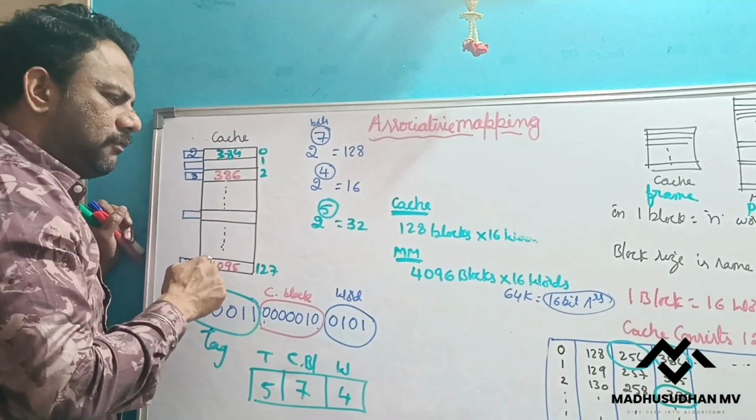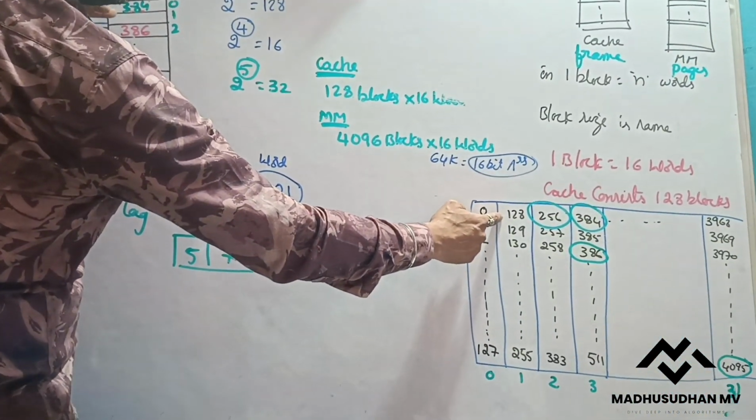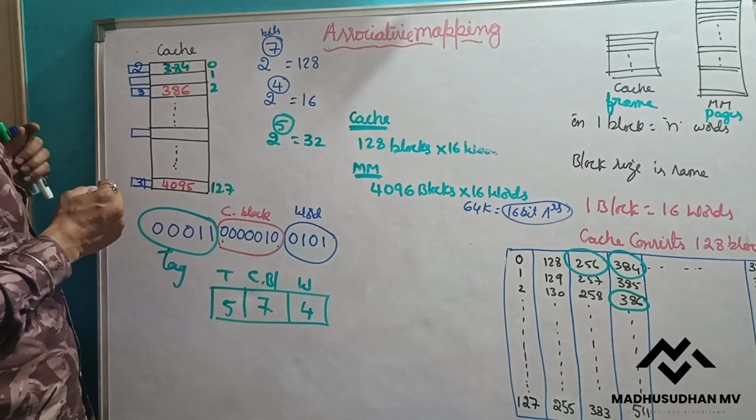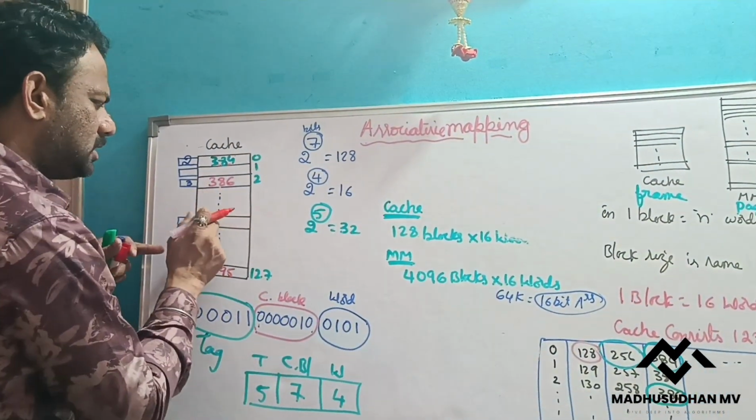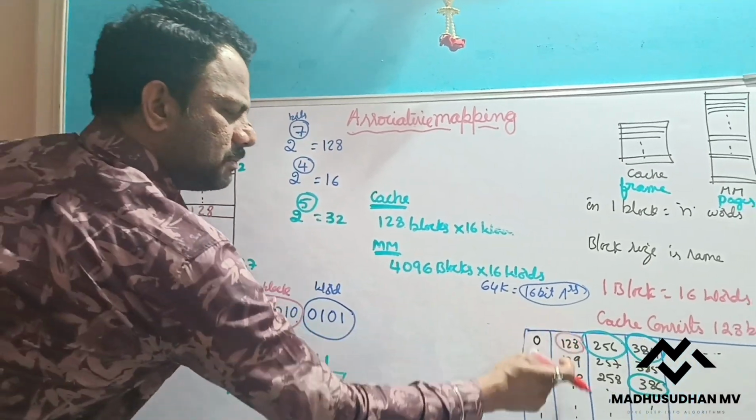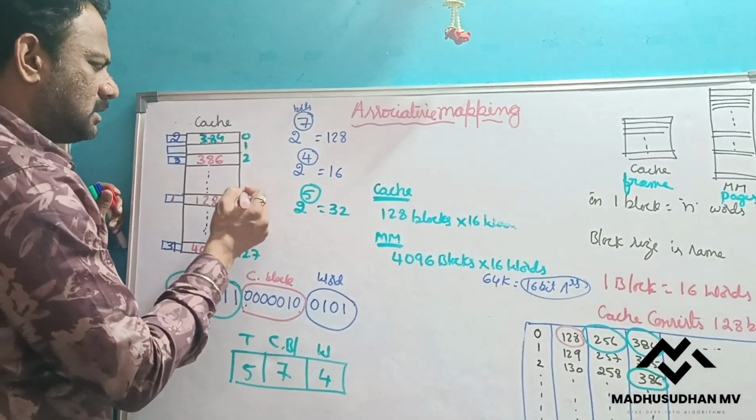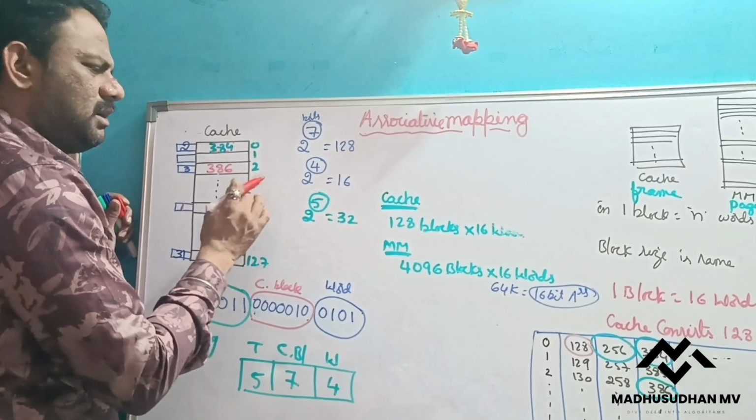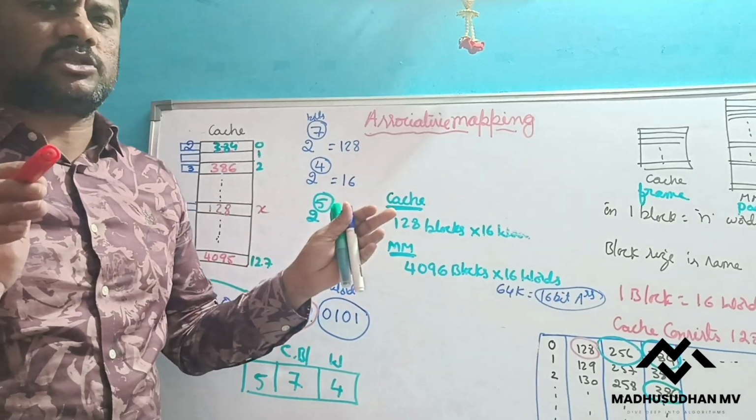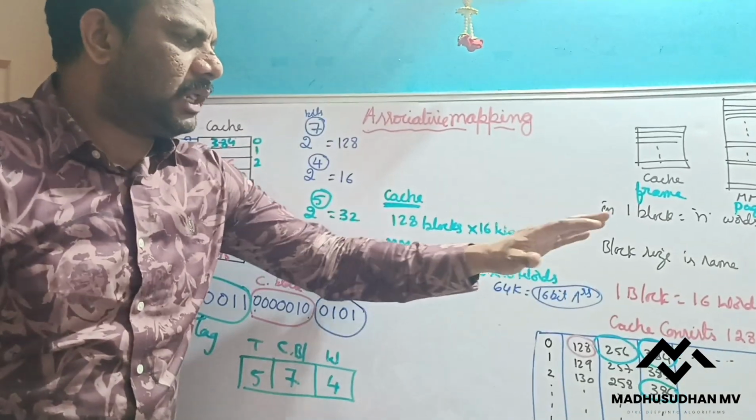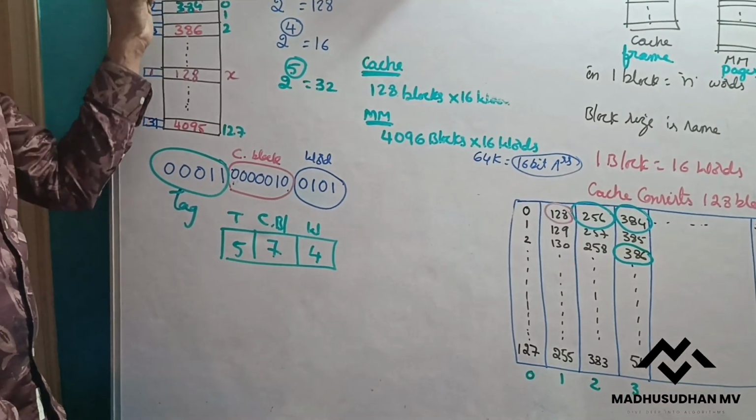See, right now only 3 are filled. Now 384, that is 0. Next, I want to bring 128. You bring it wherever it is free. Suppose this is free, I will bring 128 here. This belongs to group number 1, so the tag is 1. It will be some number, whatever the block number, it doesn't matter, it may be X. That means there is no such restriction like direct mapping. Any block of the main memory we can bring into any of the free cache blocks.